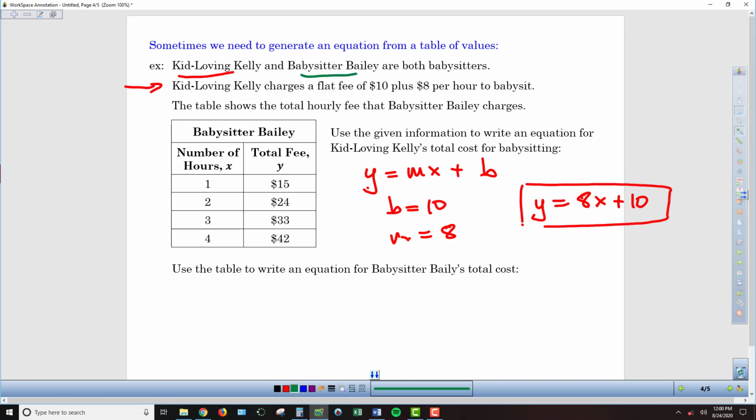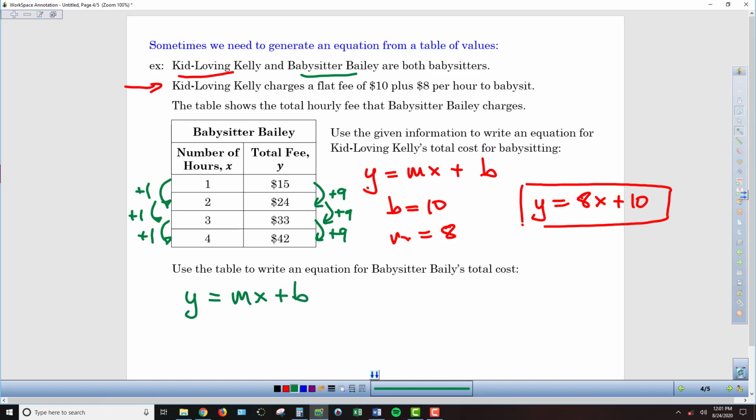Now we'll switch to green for babysitter Bailey. For babysitter Bailey, we're going to figure out her equation from the table of values that we have here. We can see that we're going up by 1 every single time in the x column, and then we're going up by 9 every single time in the y column. From our previous study, since we're adding a consistent number in the x column and a consistent number in the y column, this confirms that this is indeed a linear equation, y equals mx plus b.